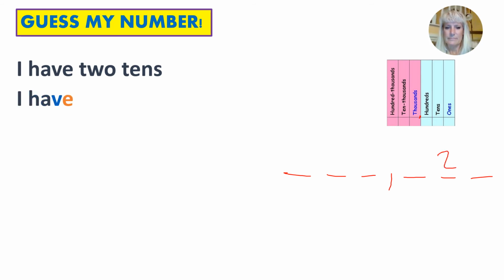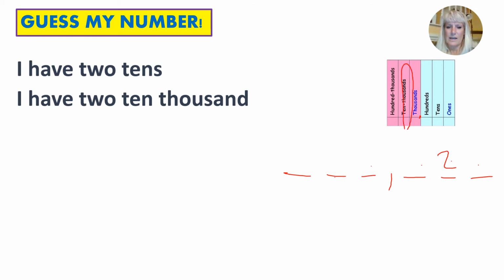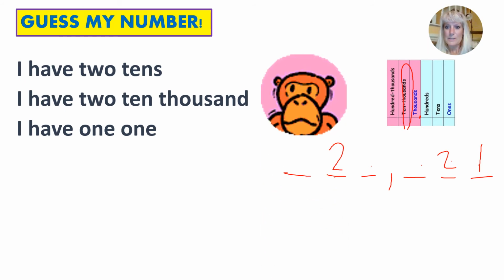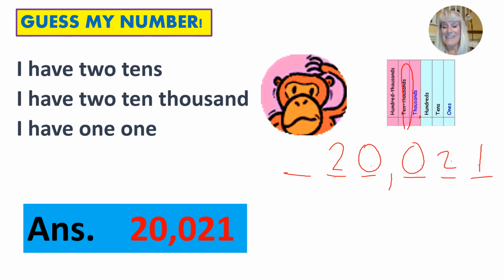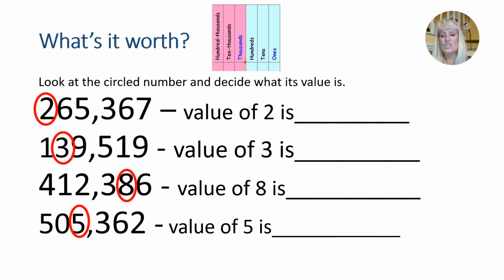I'm going to use that one. I have 2 10,000. So remember, ones, tens, hundreds, thousands, 10,000. Do you see where that 10,000s is? I have 2 10,000. I have 1 1. All right, there's my 1. Guess my number. All right, well, what I have learned is that you always have to put a 0 in to hold a place. So I have no hundreds and I have no thousands. Now, I don't have any 100,000s either, but I don't need to hold a place in front of the 2, just anything behind the 2. So I have the number 20,000, 20,021.